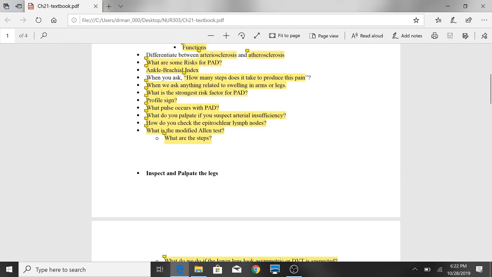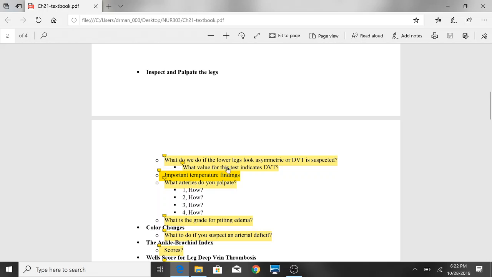Pretty easy. So let's talk about inspecting and palpating the legs. What do we do if the lower legs look asymmetric or DVT is suspected?